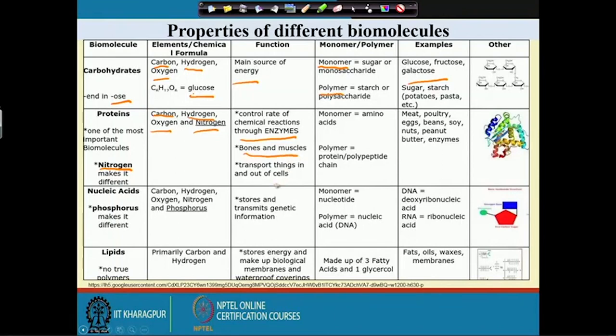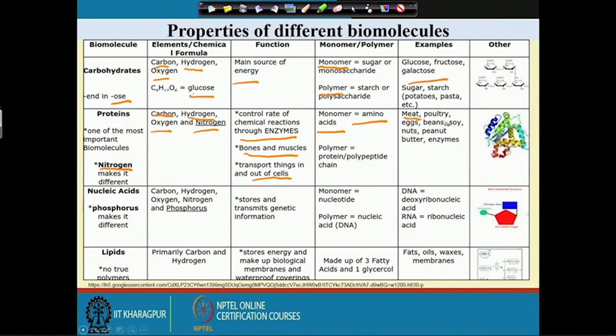So this is available in bone and muscle and transports things out of cells. And then it can be a monomer. If it is a monomer, we call it amino acids. Now, as you know, we have 20 different amino acids, and proteins are polymers of different amino acids. It is available in two different forms: one is called peptides, and the other is protein. A peptide contains 2 to 50 amino acids. If there are more than 50 amino acids, we call it a protein. Now, it is available in meat, poultry, eggs, beans, soybean, nuts, peanuts, butter, and the enzymes. So, these are the different sources where enzymes and proteins are present.